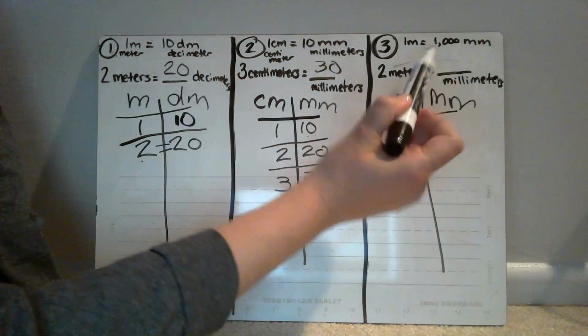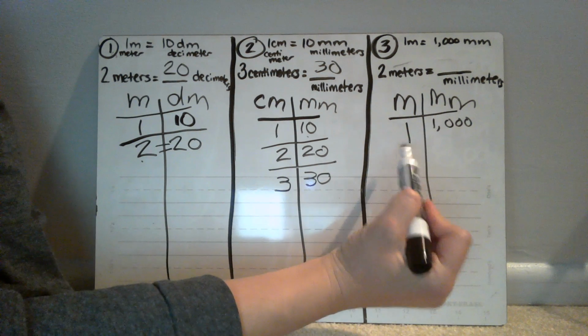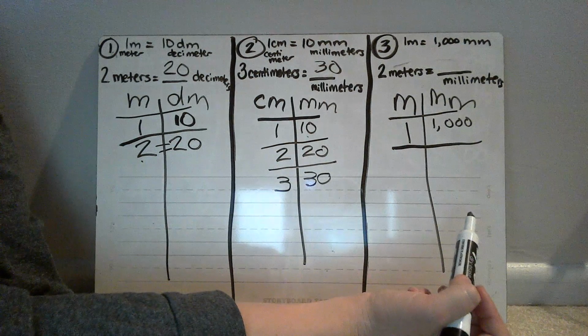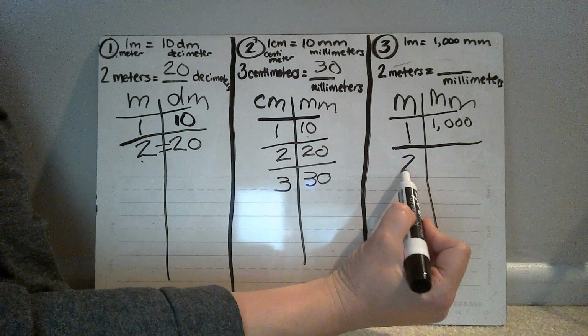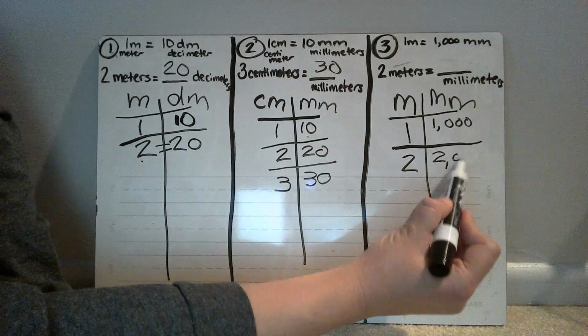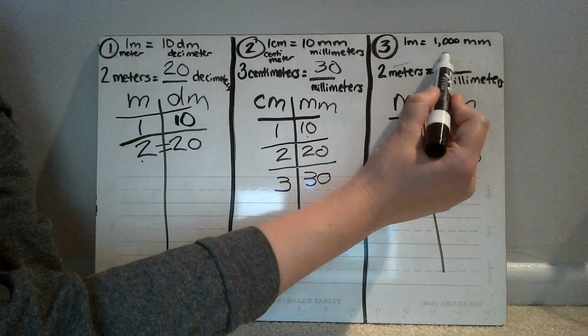1 meter, again, is 1,000 millimeters. So each time I count, I'm going to be going up by 1,000. So 2 meters is the same thing as 2,000 millimeters.